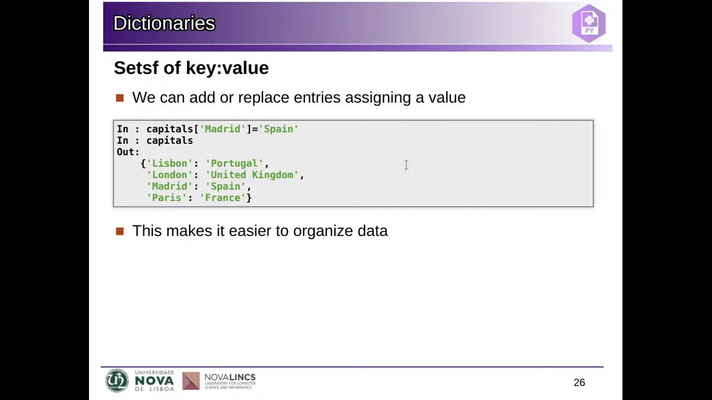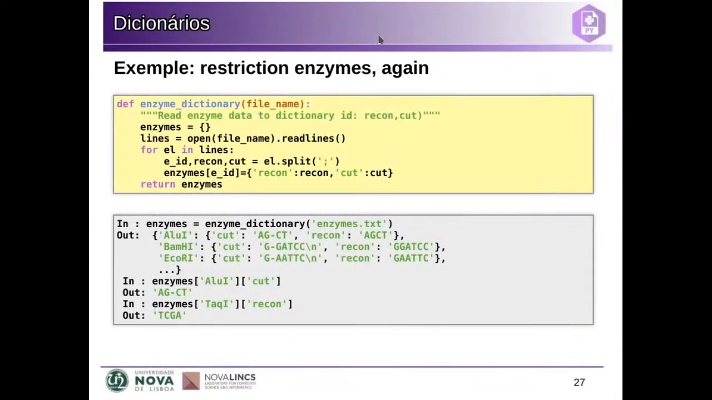We can add or replace entries in the dictionary. For example, if we say that capitals Madrid is equal to Spain, this adds a new entry into the dictionary which has Madrid corresponding to Spain. Okay. So this makes it easy to organize data whenever you need to pair things together.